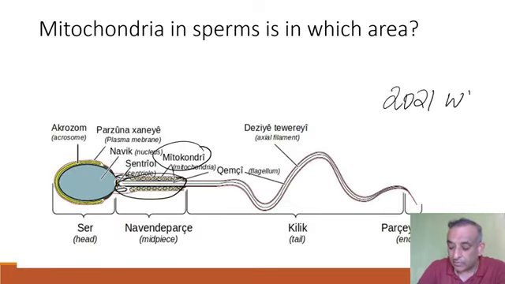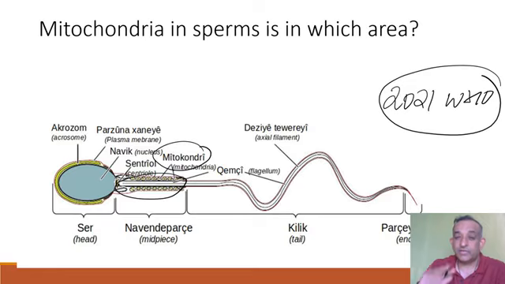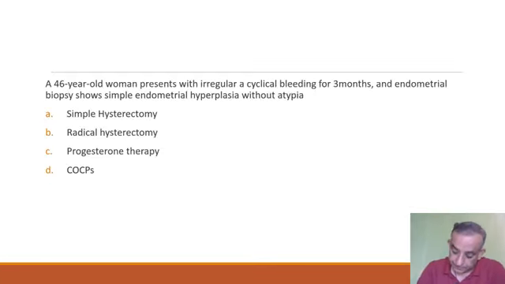2021 WHO values of semen you should be reading. The 2010 values are outdated, the 2021 values are asked. Morphology, total count, and the pus cells are still the same. Other parameters have changed. All right, chalo.